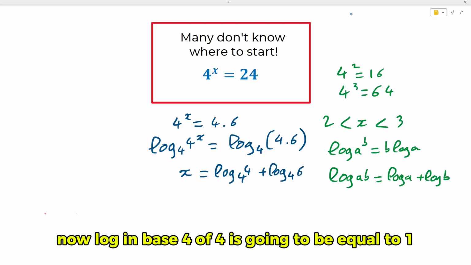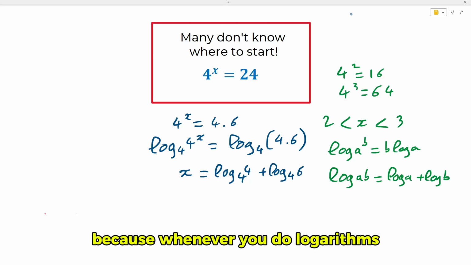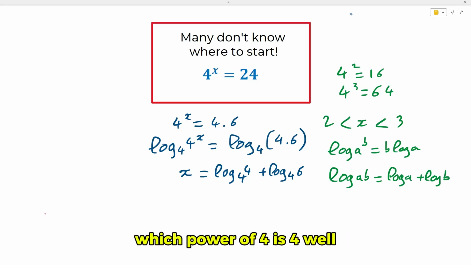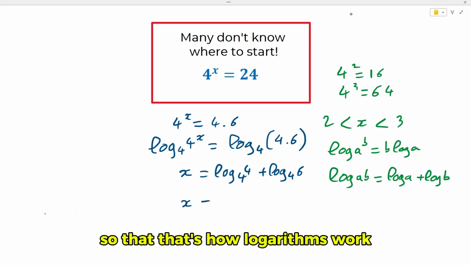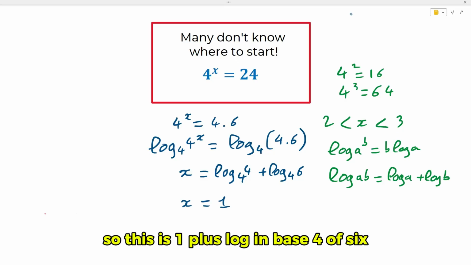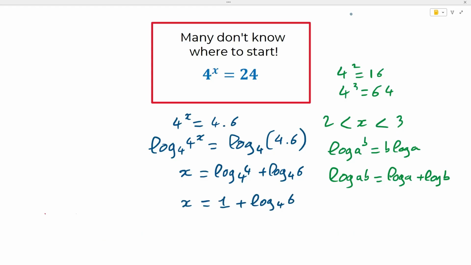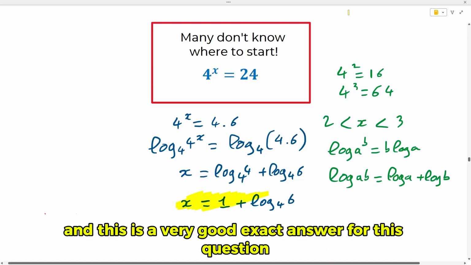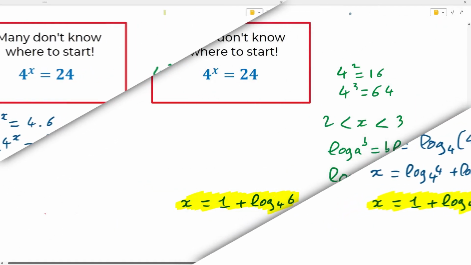Now, log in base 4 of 4 is going to be equal to 1, because whenever you do logarithms, you ask yourself the following question: which power of 4 is 4? Well, it's 4 to the first power. So that's how logarithms work. So this is 1 plus log in base 4 of 6. Now, doing a math question by hand, this is as far as I'm going to go, and this is a very good exact answer for this question.